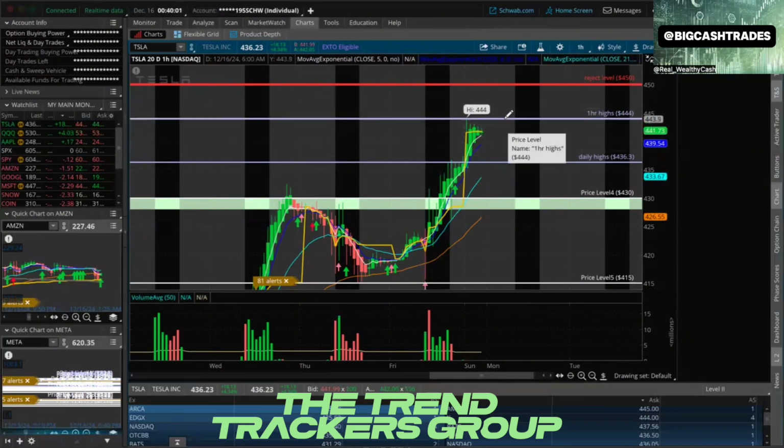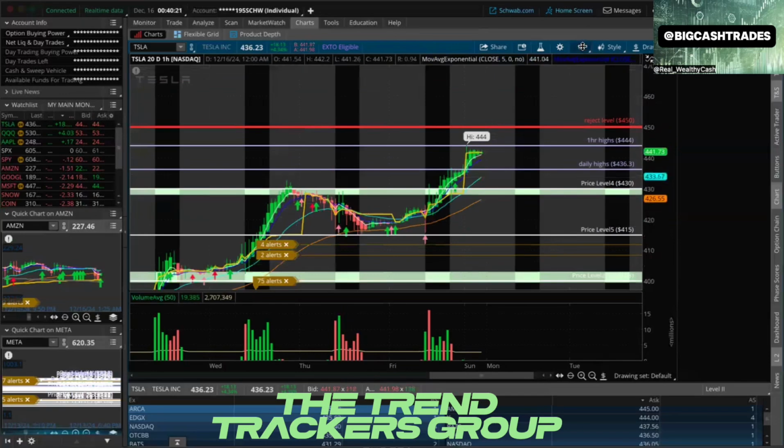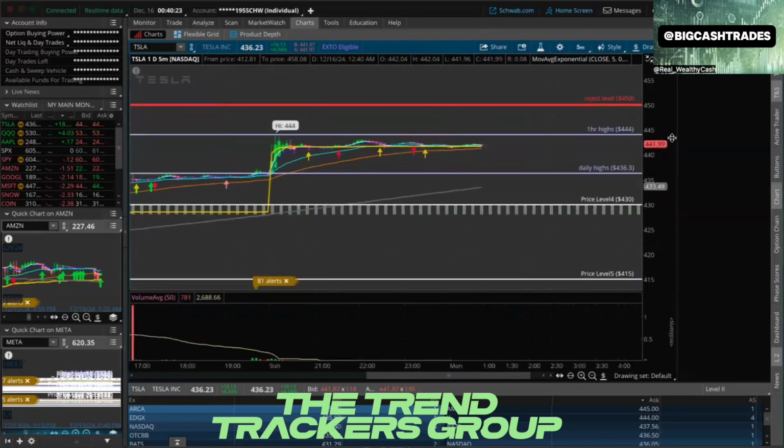And if it's really strong, it could go to 450. Then I expect it to either reject sharply, or reject a little bit and maybe come back down to 444 and do some consolidating before making a move higher or lower. So we'll see. Let me just double check, but I think this is done. So we mark it in.